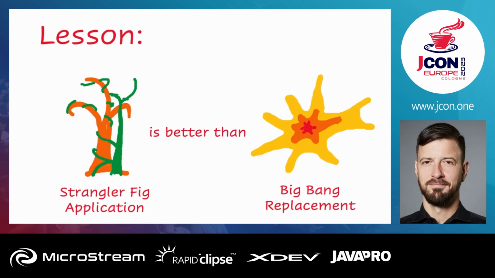So the lesson to be learned here is that the Strangler Fig application is a better idea than a Big Bang approach. So if you take nothing from this talk, or only one thing, then take a picture now and show that to your boss when you come back to the project.